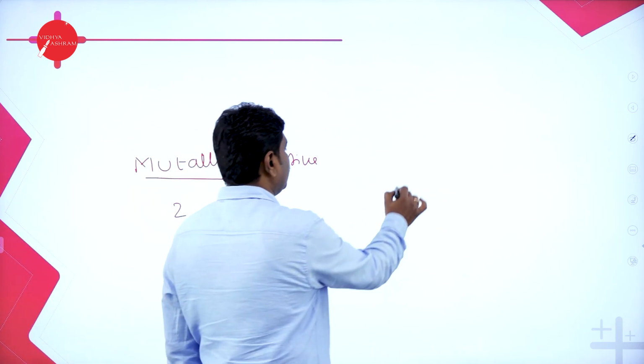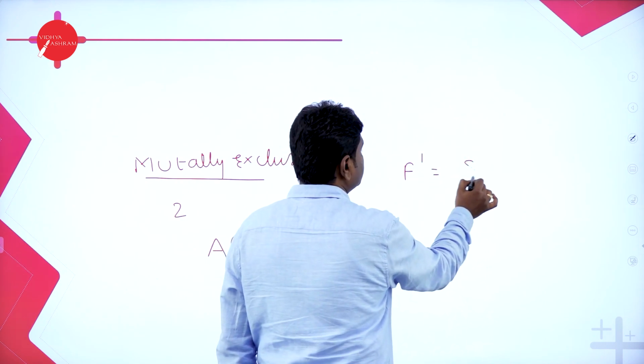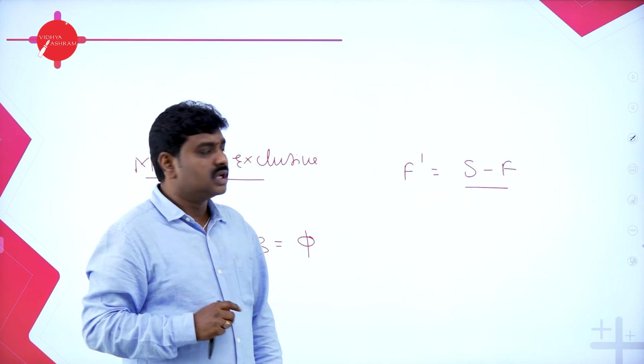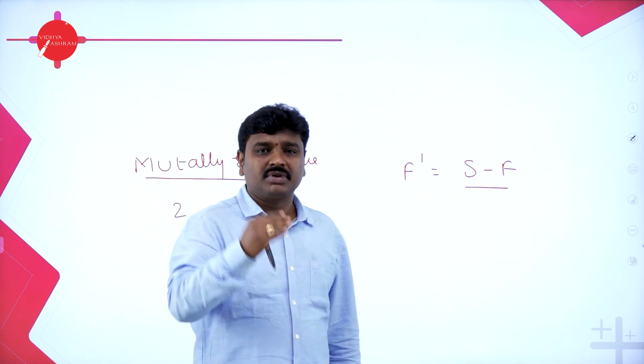And if you see, we also found F dash today. F dash means S minus F. Here we take the universal set as the sample space. All these kinds of problems we have done. Please sit and revise them.